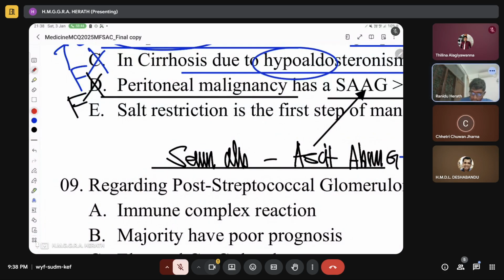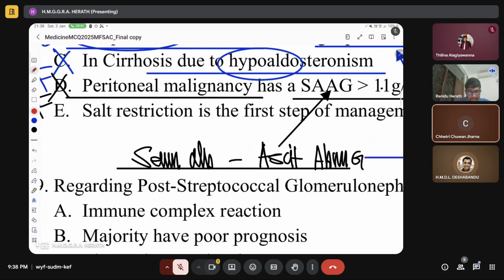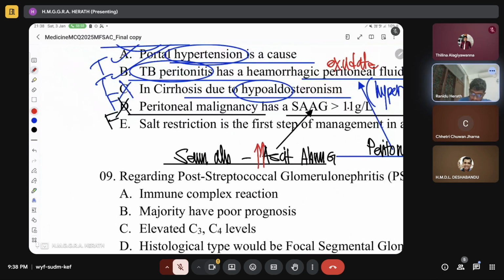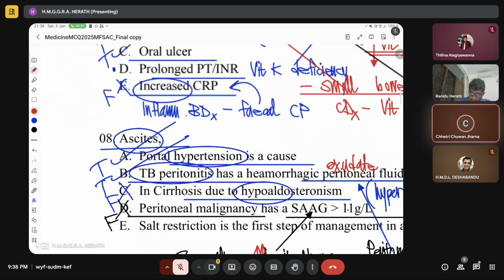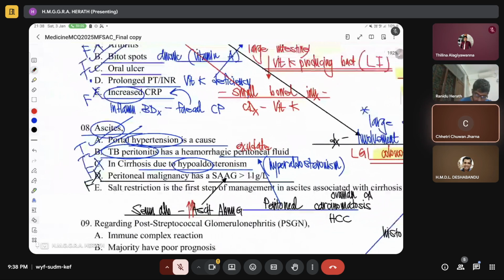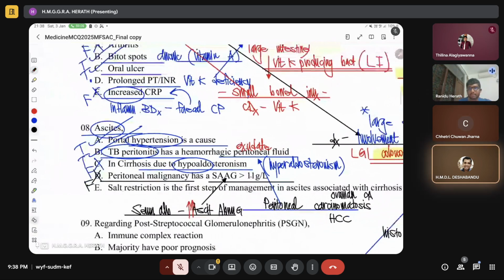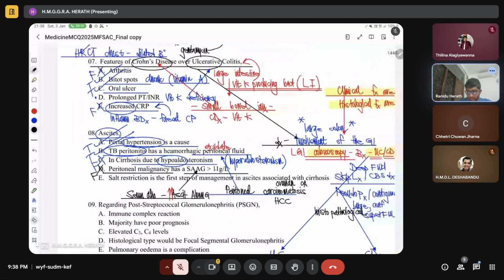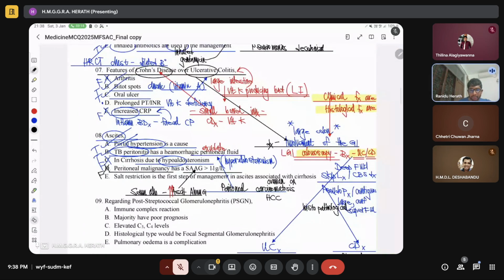Less than 1.5. If there is an exudate, is ascitic albumin increased or decreased? Increased. Excellent. Why? Because capillaries are destroyed. Remember, I said exudate is due to inflammation and destruction of capillaries. So when capillaries are destroyed, it causes leaking of albumin.